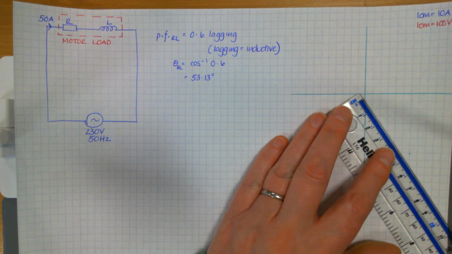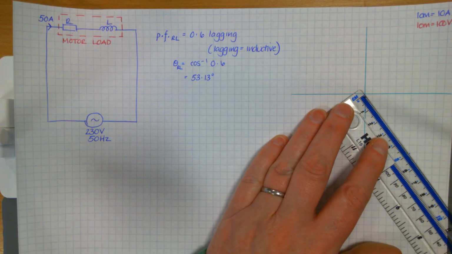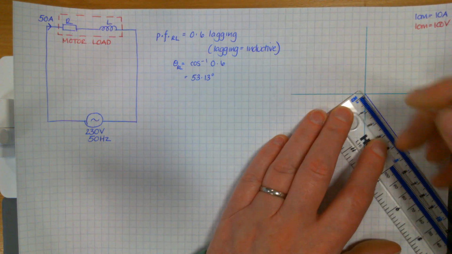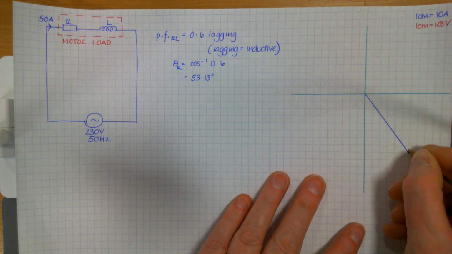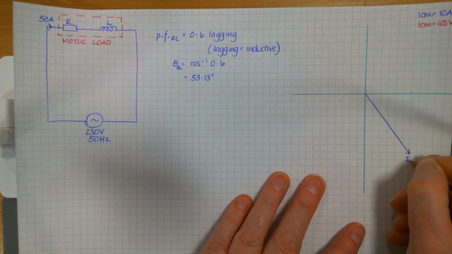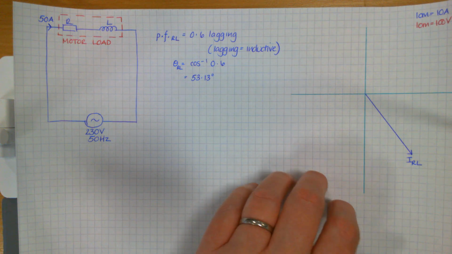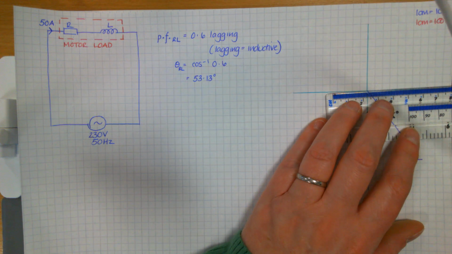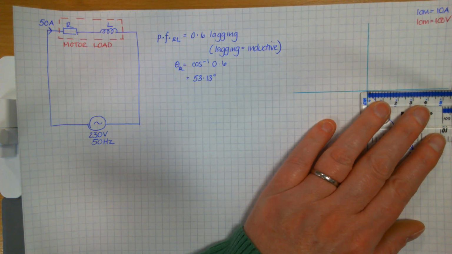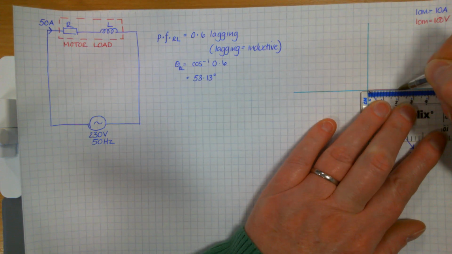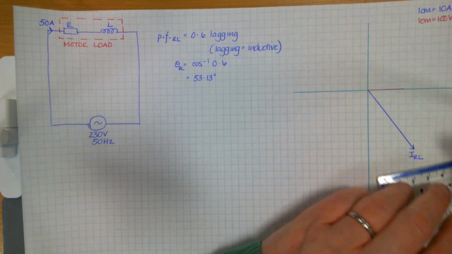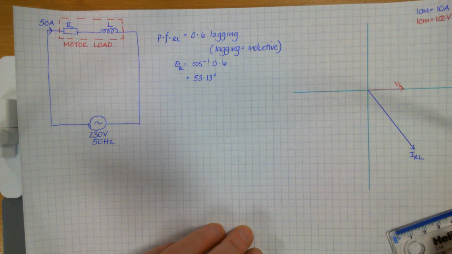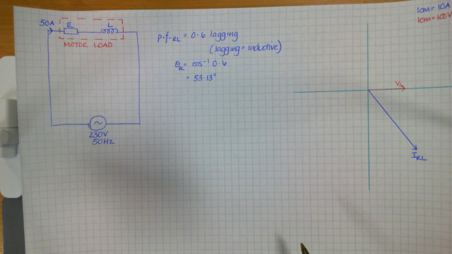I've decided my scale is going to be 1 centimetre equals 10 amps. That's my IRL. I'll mark in my VS as well. That goes along my reference axis. That's what I'm comparing everything to. It's in there. So that's what you've got so far.